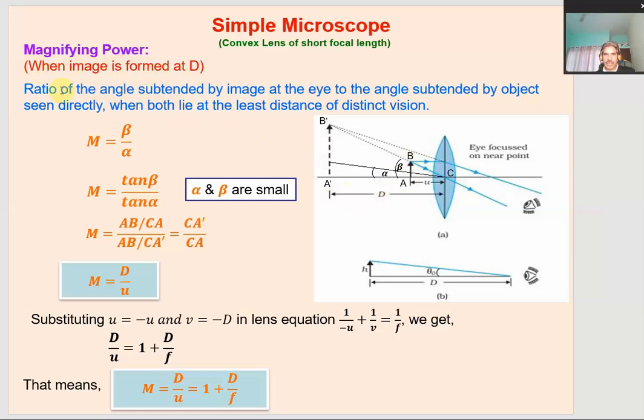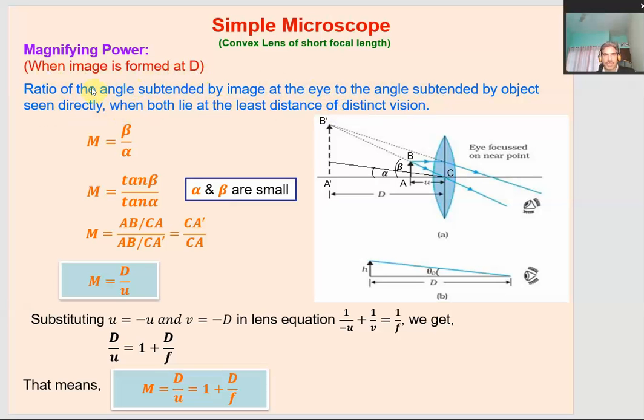It is defined as the ratio of the angle made by the image at the eye to the angle made by the object as seen directly when both the object and image lie at the least distance of distinct vision. So this is the statement of magnifying power, or we can say angular magnification, of a simple microscope whenever the final image is formed at D, the least distance of distinct vision.